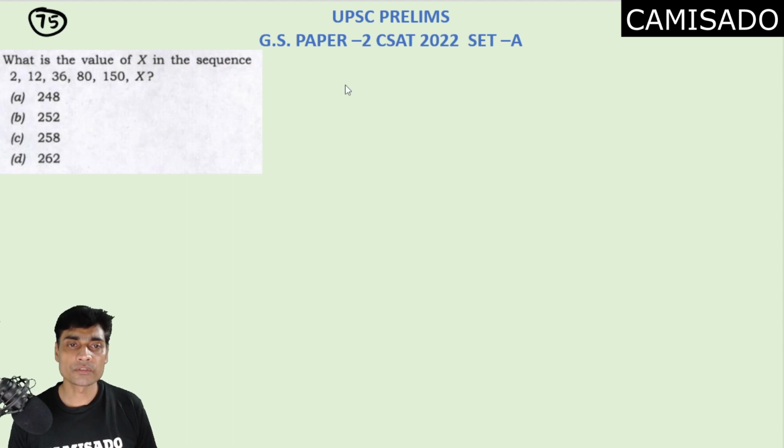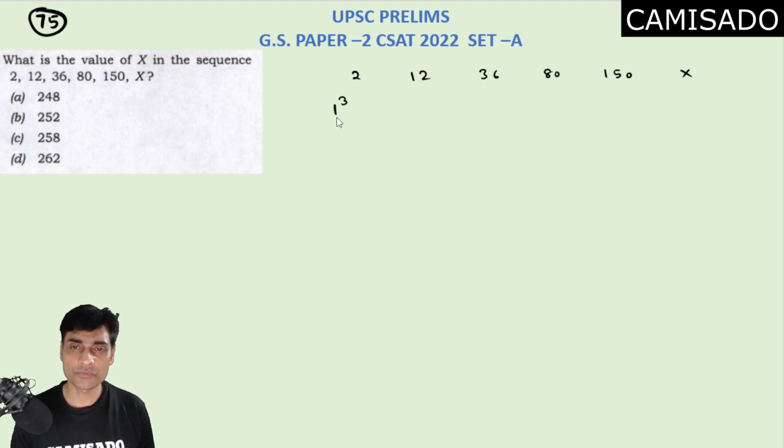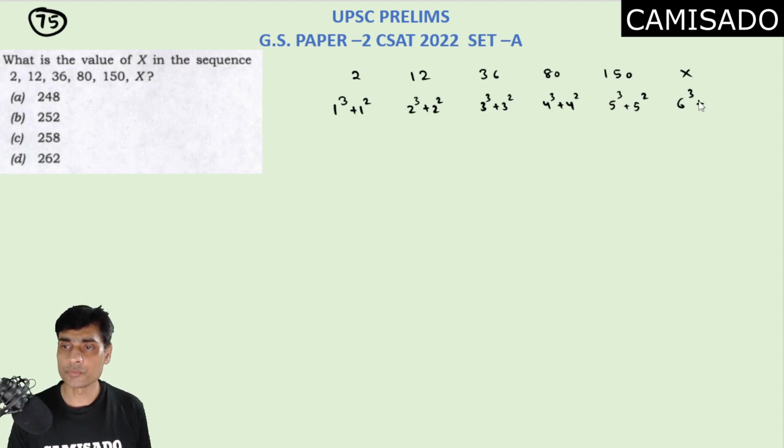Now next, what is the value of x in the sequence? See, such questions are tricky sometimes. There is no exact way, only practice is the way with which you can sort out such questions. Now 2 is written as 1 cube plus 1 square, then it's 2 cube plus 2 square. See, 9 plus 4, 12. Okay, 3 cube plus 3 square, 4 cube plus 4 square, 5 cube plus 5 square. This will be 6 cube plus 6 square.